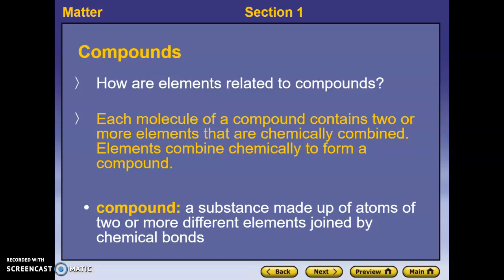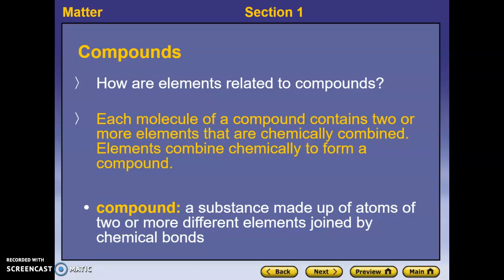So you can see here the definition of a compound is a substance made up of atoms of two or more different elements joined by chemical bonds. It's really important that we notice the word chemical because we don't have a new compound if we put elements together that do not react with each other chemically. If they just mix together, what we have is a mixture. So in order for it to be considered a compound, they have to react chemically. That is a necessary step.